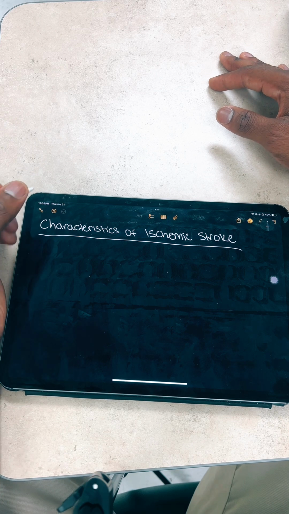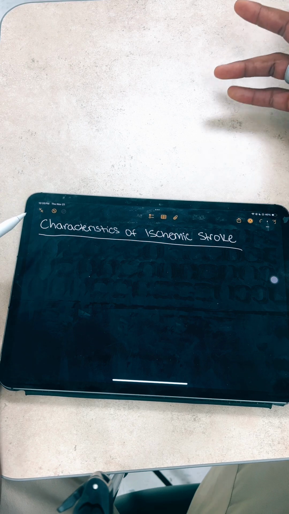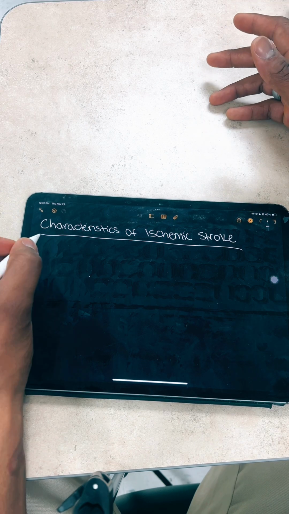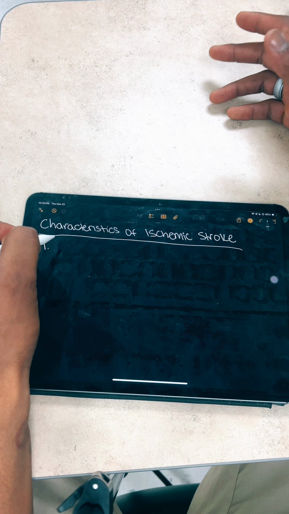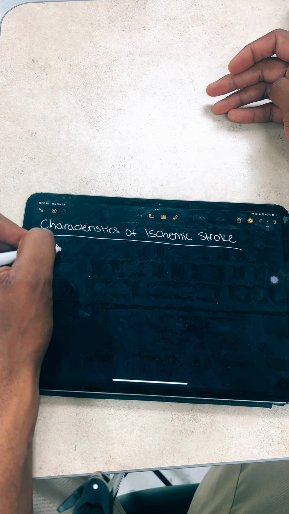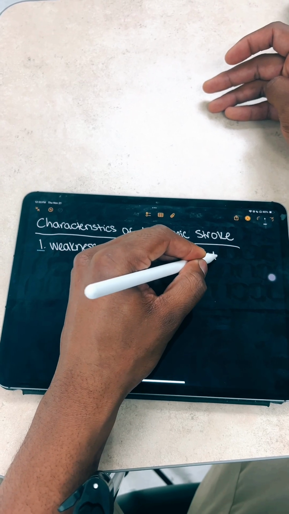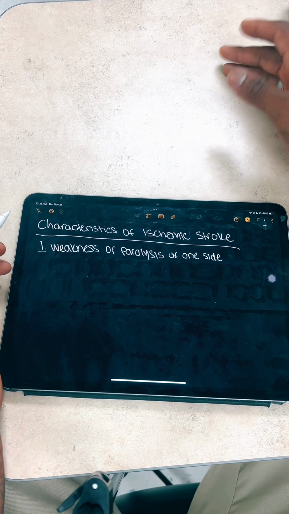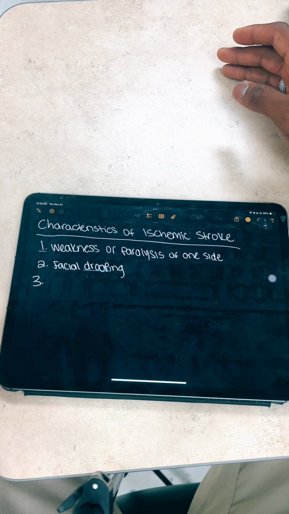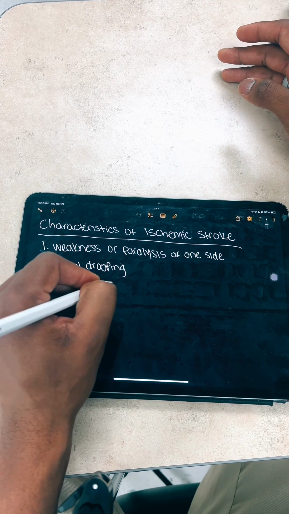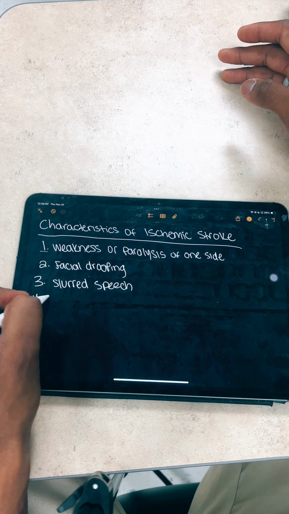Alright, so now we're going to go over some characteristics of ischemic stroke. We're going to go over the sudden symptoms of ischemic stroke. First, being the weakness or paralysis of one side of the body. Alright, two being facial drooping. Three being slurred speech. And lastly, loss of vision.